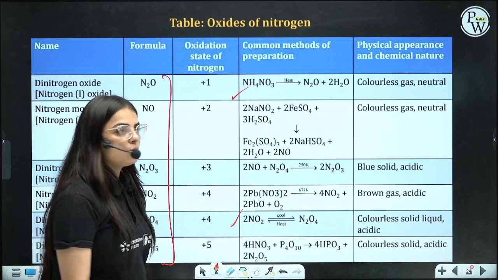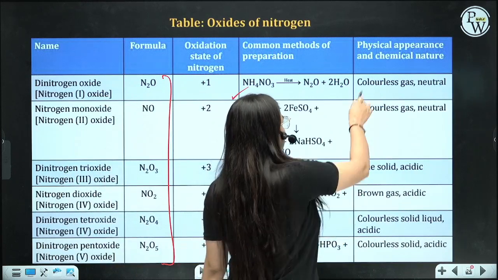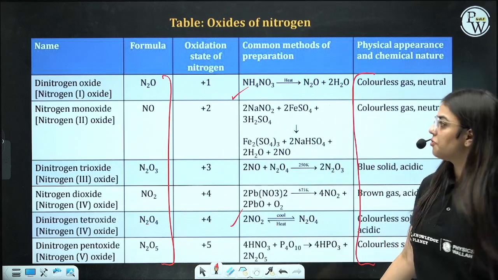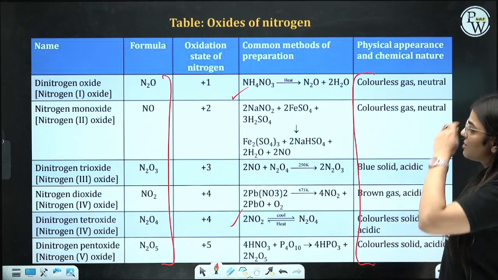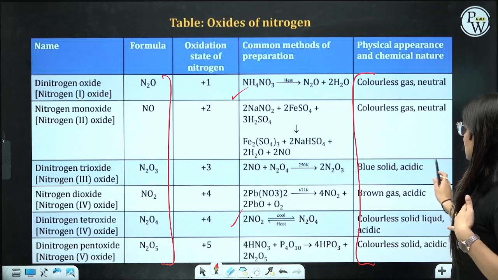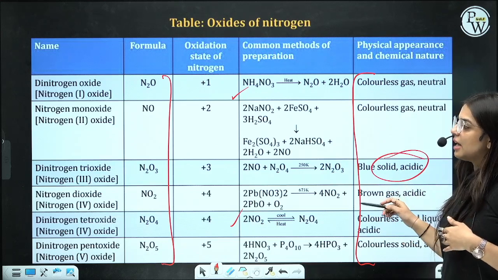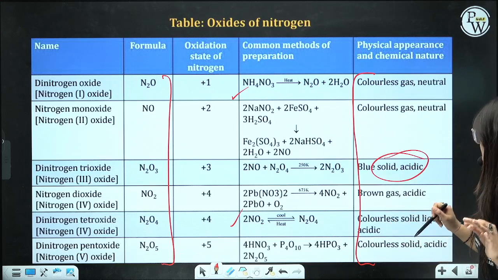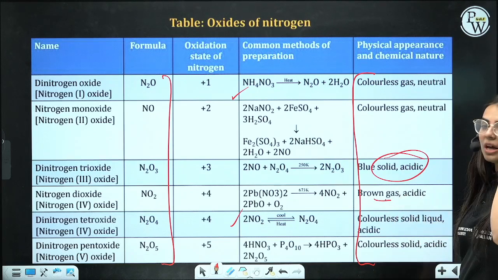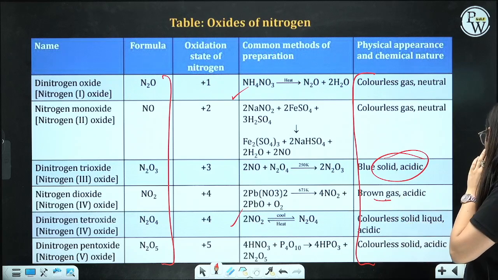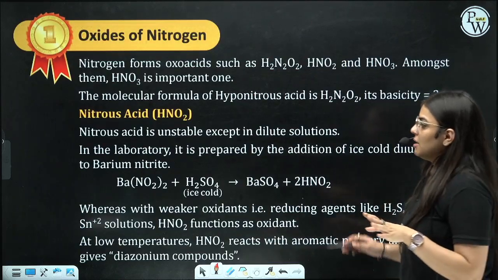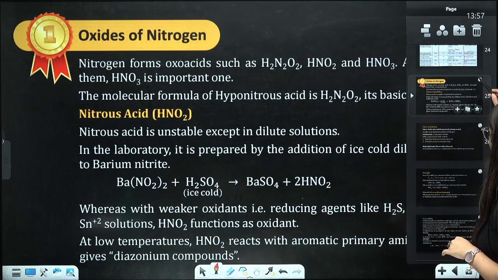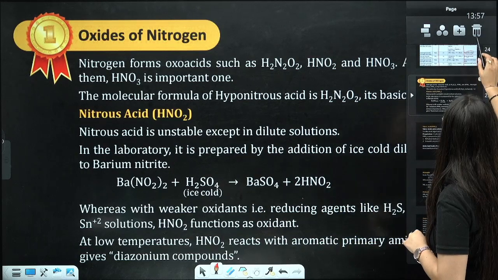Yes, so you also need to know their chemical nature, which is colorless, which is neutral. If you see, dinitrogen monoxide is a colorless and neutral gas. Similarly, this one is acidic and a solid, basically dinitrogen trioxide. And this is the brown gas, which one? Nitrogen dioxide. These kinds of questions you should know. Now students, in depth, there is no need to go for the oxides of nitrogen.